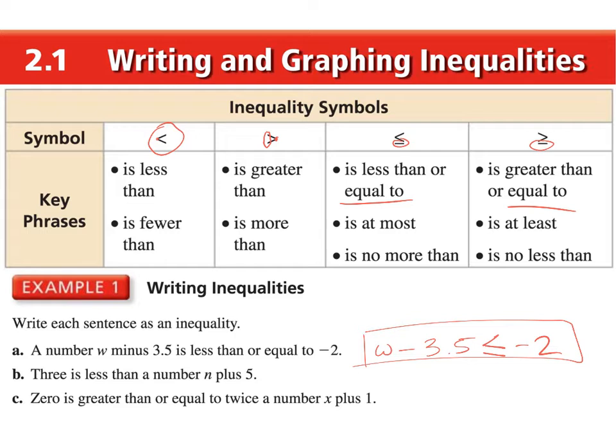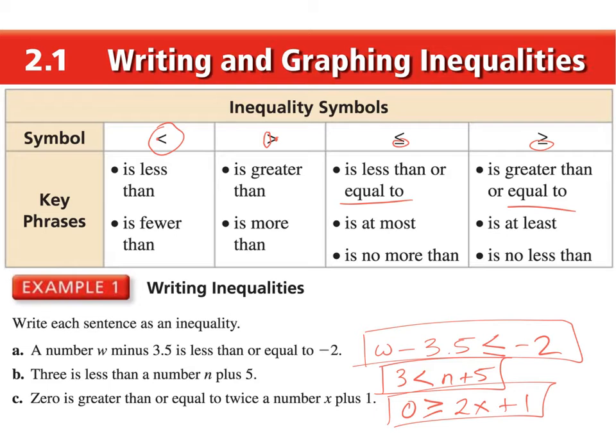Part B, 3 is less than a number, and that number is n plus 5. Done with that one. Part C, 0 is greater than or equal to twice a number, so 2 times a number. In this case, that number is x plus 1. And that's all there is for part C.